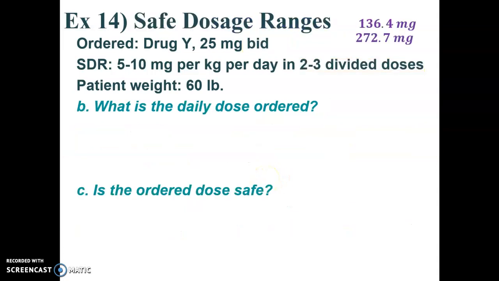Part B, what is the daily dose that has been ordered? Well, the order comes back up here to this 25 milligrams BID, right? The BID stands for twice a day, so 25 milligrams times 2 a day means that we need to be giving 50 milligrams throughout the entire day. 25 per dose, 50 milligram per day.